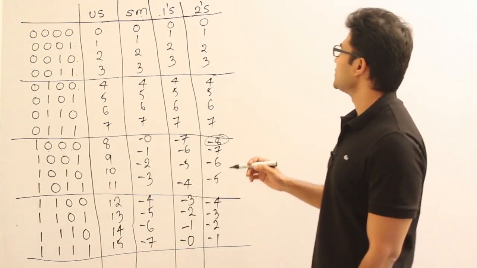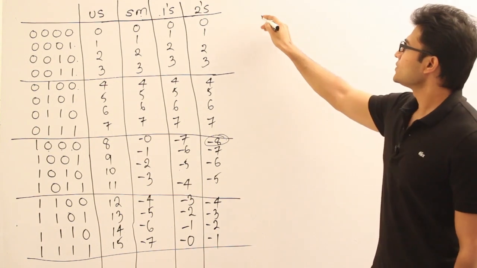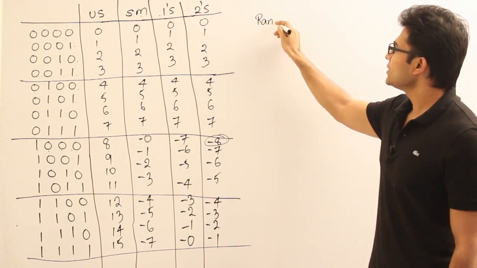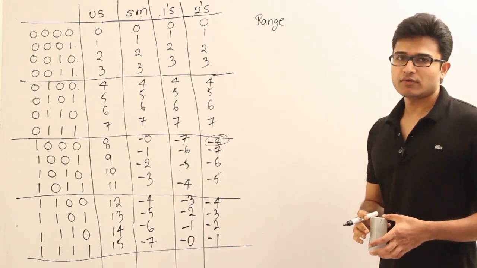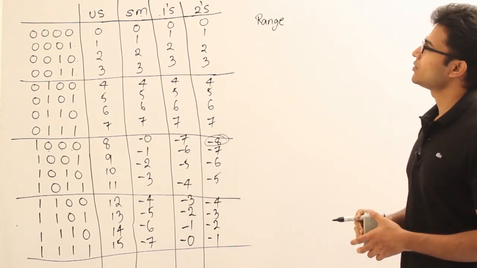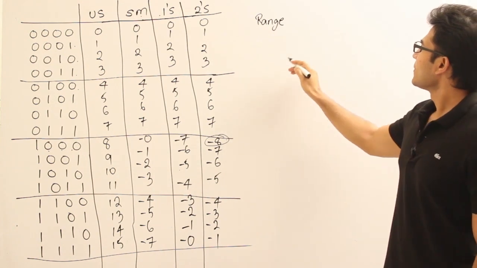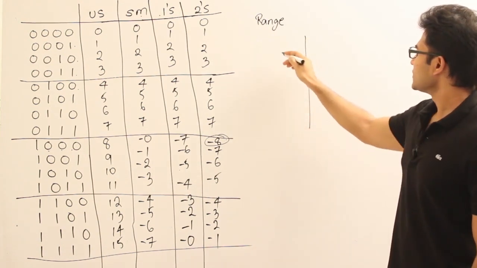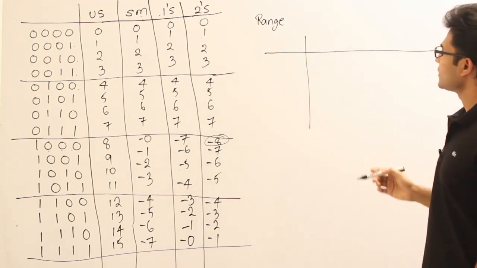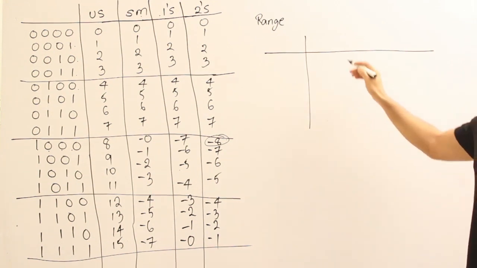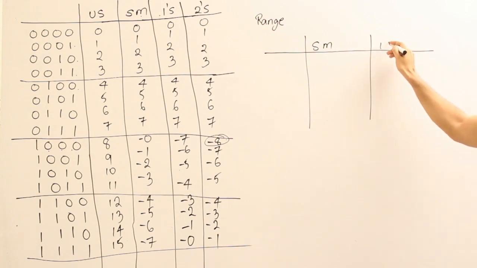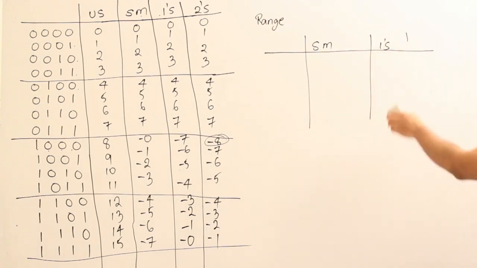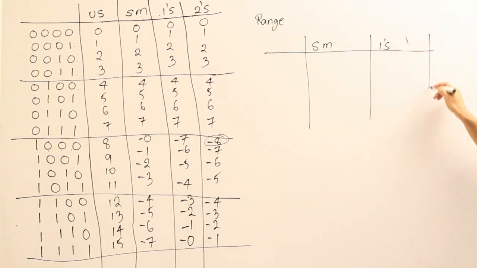Now let's see the range, which means given some number of bits, what numbers can be represented in each one of them: signed magnitude, ones complement and two's complement. So I want to talk about these three. What is the number of numbers that can be represented in signed magnitude, in ones complement, and in two's complement?